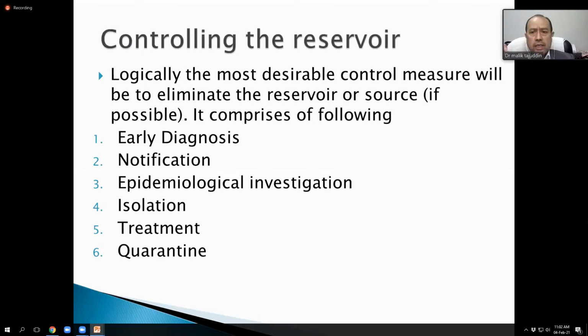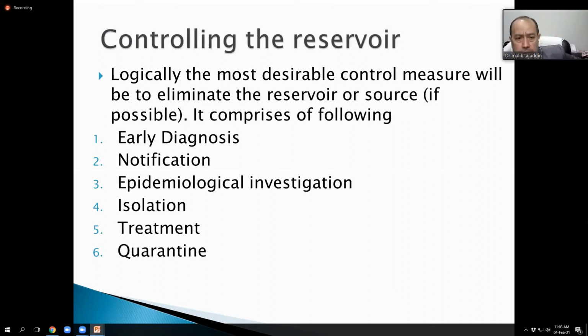Logically, the most desirable control measure is to eliminate the reservoir or source, if possible. It comprises the following. As early as possible, we should diagnose the infected person, we should diagnose the patient, we will notify that patient to the higher authorities, and then we should do the epidemiological investigation.